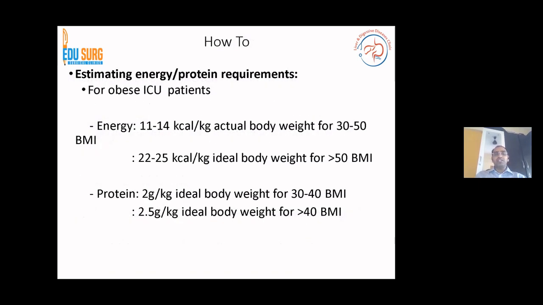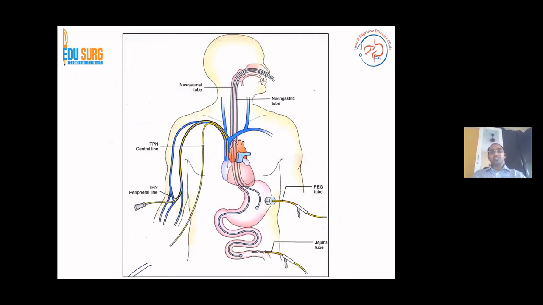For obese patients, the energy requirements are higher, the protein requirements are higher, and they will change with rising BMI. So these are the various modalities of providing nutrition. When it comes to nutrition, the most satisfactory modality is the oral route. You can feed the patient orally and nothing like it. The patient will be happy, he'll bless you. But if that is not feasible, then you have enteral feeds and you have parenteral feeds.